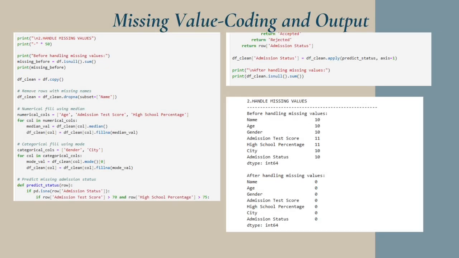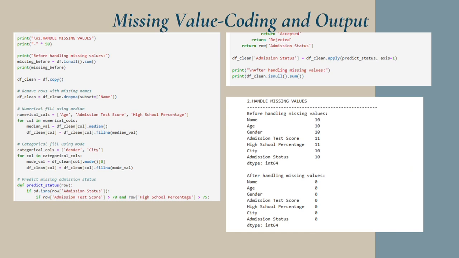Next, for the missing value coding and output, first print a heading for step 2, handle missing values. Next, show missing values before cleaning. Use df.isnull() to check each value in the dataset. Return True if a value is missing, None, False otherwise. Use .sum() to count how many True values in each column. missing_before stores the number of missing values per column.